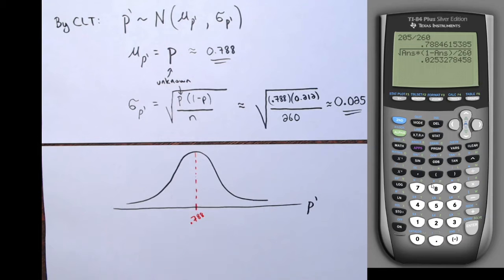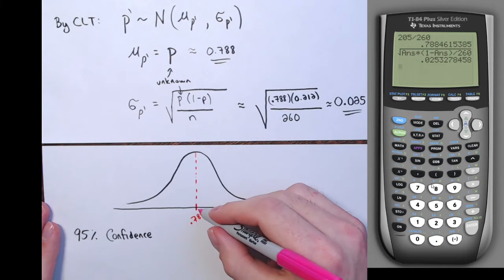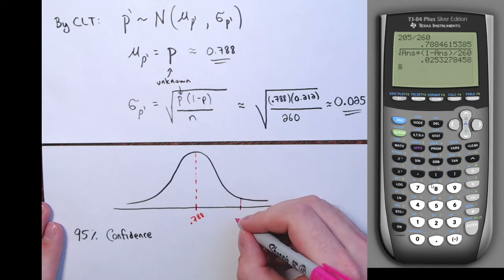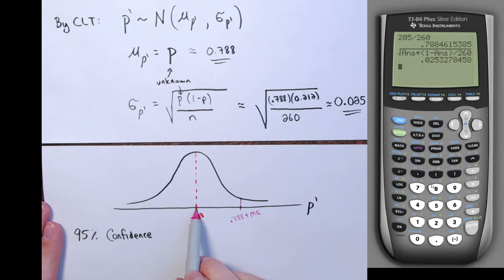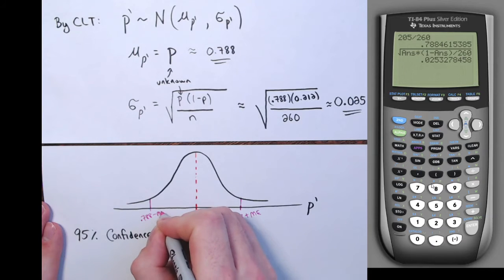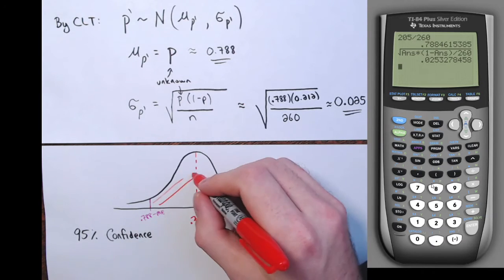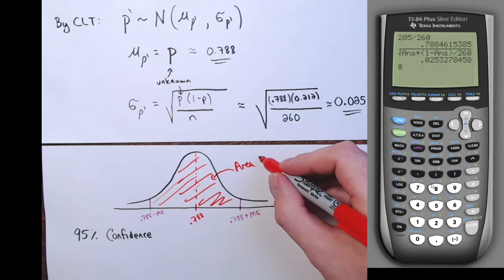Now we are asked to create a 95% confidence interval. So we have a 95% confidence level. What does that mean? It means that from the middle here, I'm going to add a margin of error. I don't know what the margin of error is yet, but here's 0.788 plus some margin of error, and I'll also subtract from the middle this same margin of error, so 0.788 minus the margin of error. I'm going to find out what the margin of error needs to be so that the area in between them under this normal curve is 95%, our confidence level.